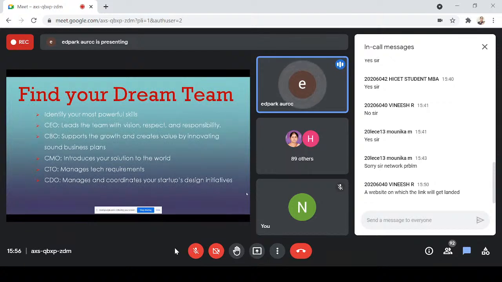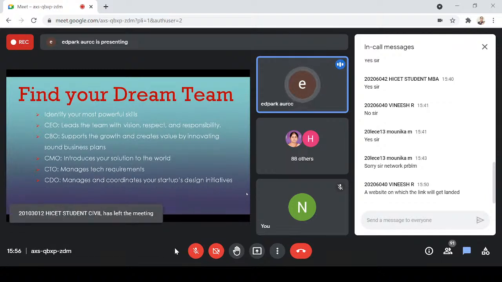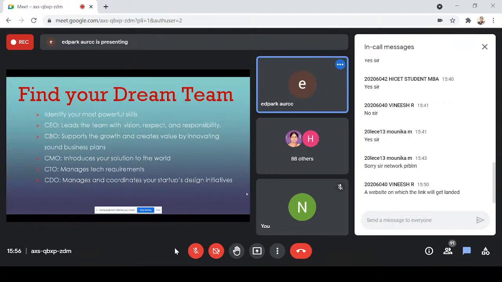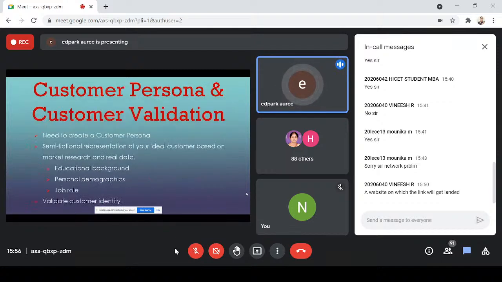Okay. And taking on the dream team that you want to develop a product. As I said earlier, you need a CEO, Chief Executive Officer, a Chief Business Officer, a Chief Marketing Officer, a Chief Technological Officer, and a Chief Development Officer. So in that way, you could develop your teams.